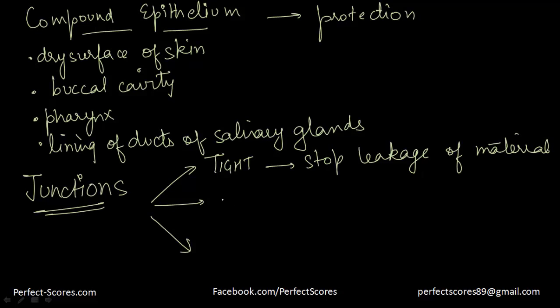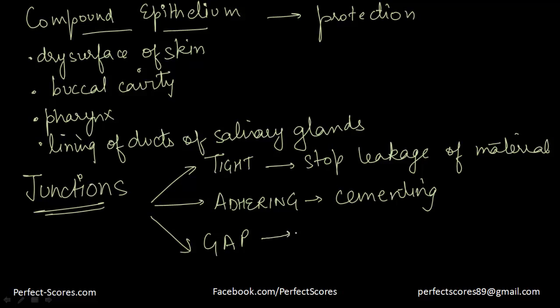The second kind is adhering junction. That is present when the cells have to perform a cementing function, when two kinds of cells have to keep stuck to each other. And the third one is known as a gap junction. This is when two or more cells have to communicate with each other and they have to be connected. So the gap junction helps to connect their cytoplasm as well. So that was all about the epithelium tissue, which is the first kind of tissue that we have to do.